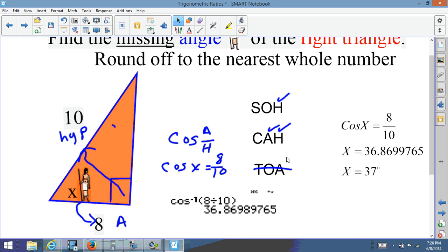So again, let's go over what we did. First thing we did was we had to determine which part of SOHCAHTOA's name we're going to use for the ratio. Is it sine, cosine, or tangent? How do we determine that?